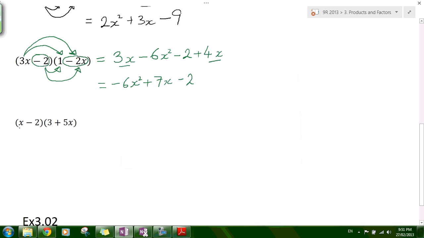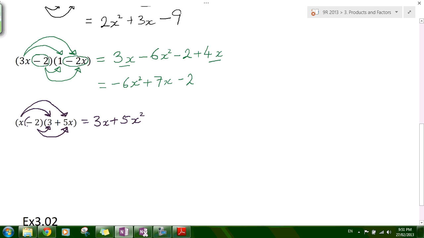The last one. We've got x minus 2 times 3 plus 5x. Outside, inside, last. Okay, first, outside, inside, last. So that's equal to, well, x times 3, that's 3x. x times 5x, they're both positive. So plus 5x squared.